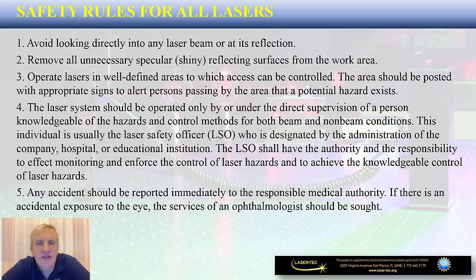Here we have a few important safety rules that go under the umbrella of laser safety. Number 1, avoid looking directly into any laser beam or at its reflection. Number 2, remove all unnecessary specular or shiny reflecting surfaces from the work area. Number 3, operate lasers in well-defined areas to which access can be controlled. The area should be posted with appropriate signs to alert persons passing by that a potential hazard exists. Number 4, the laser system should be operated only by or under the direct supervision of a person knowledgeable of the hazards and control methods for both beam and non-beam conditions.